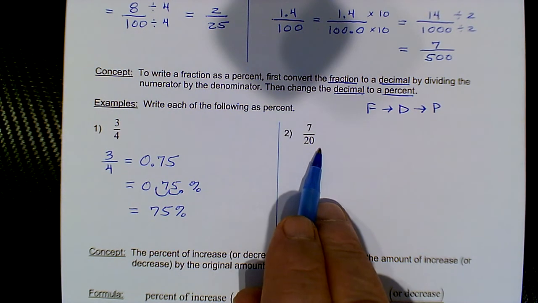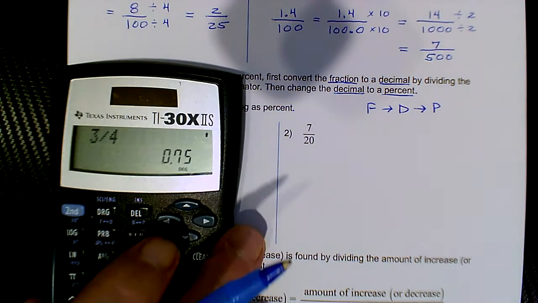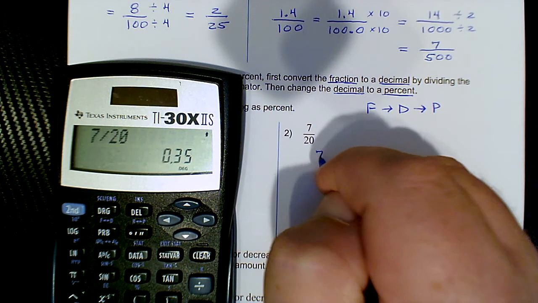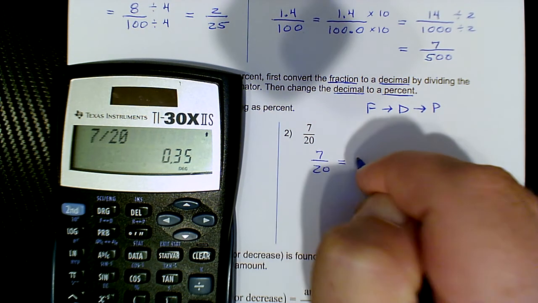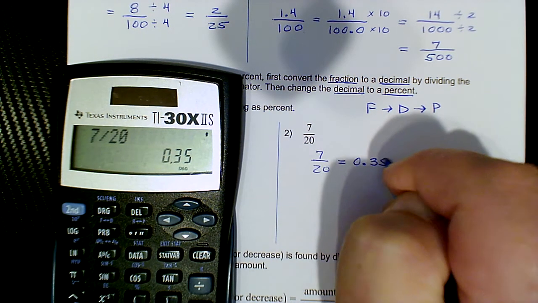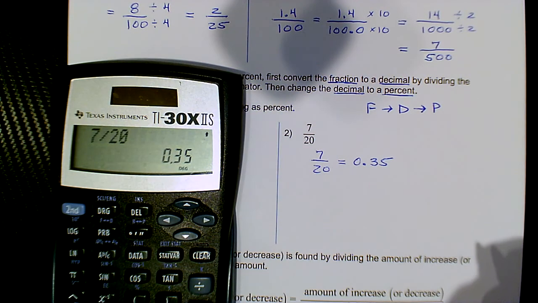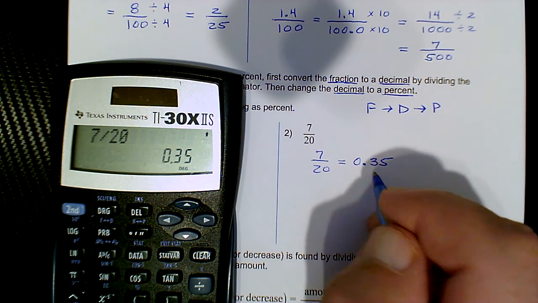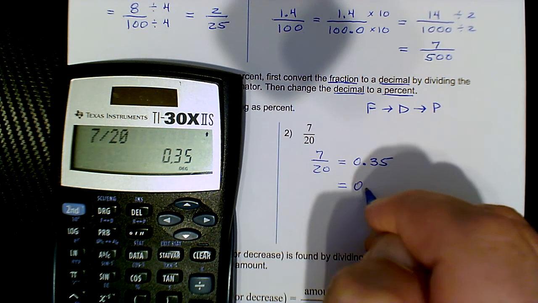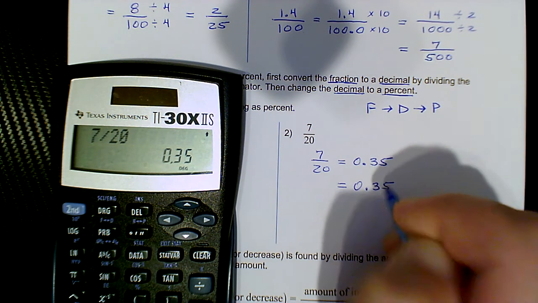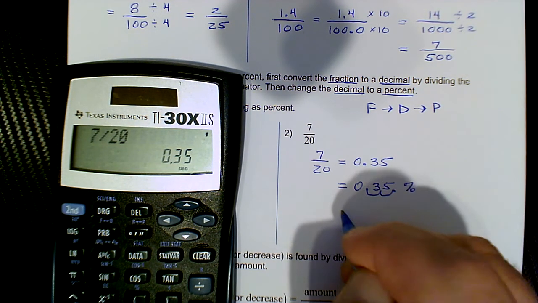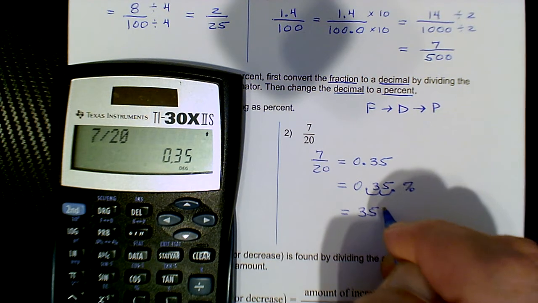So one more practice problem here, 7 divided by 20. Definitely something you'd probably use your calculator for. So it's just basic division. So let's say 7 divided by 20 is 0.35. And now that's a decimal. Now we go from the decimal to a percent. So 2 places to the right, add the percent symbol, and we get 35%.